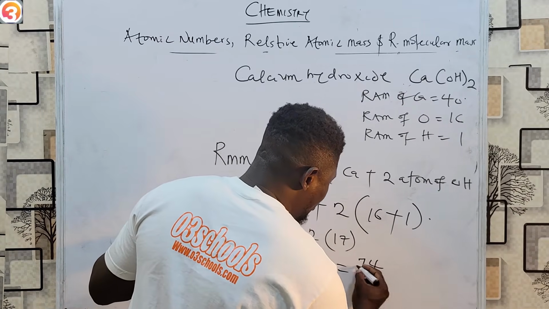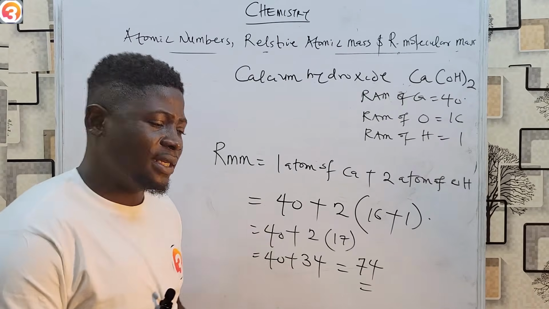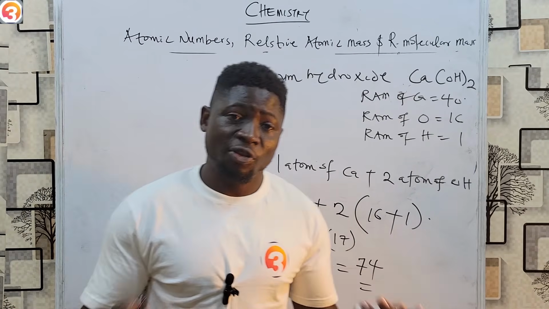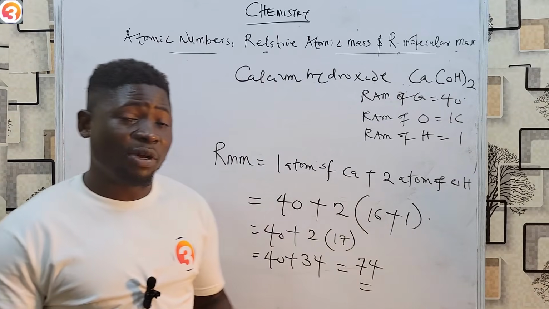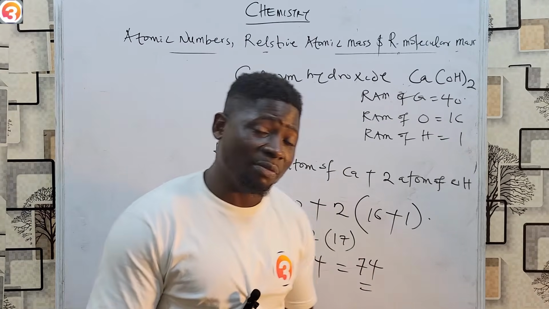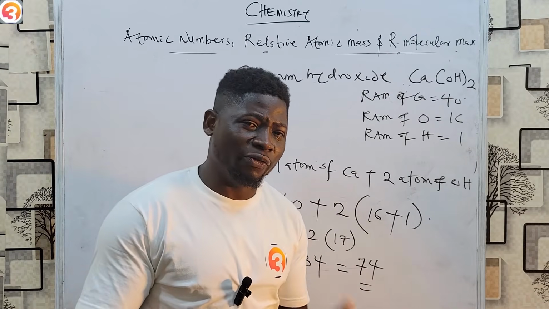If you add that, I'm going to have 74. Is it gram per mole? No. Is it atomic mass unit? No. So relative molecular mass does not have a unit. You see how easy it is. So from the beginning, we talked about atomic numbers, relative atomic masses, and the relative molecular mass. So do not confuse them.